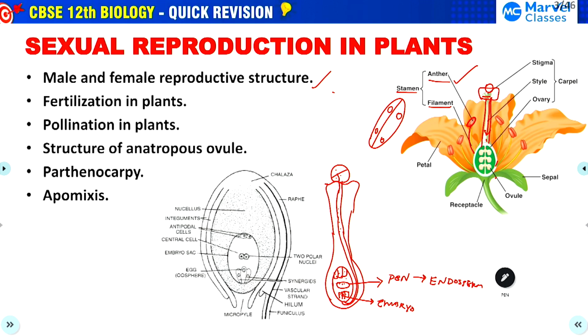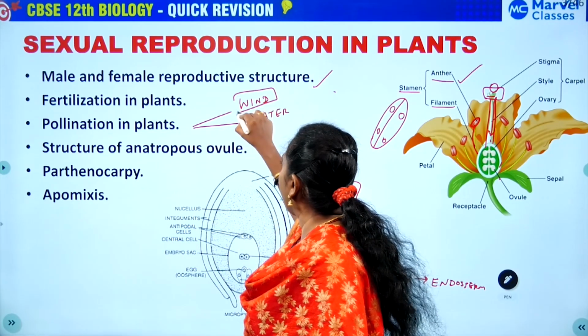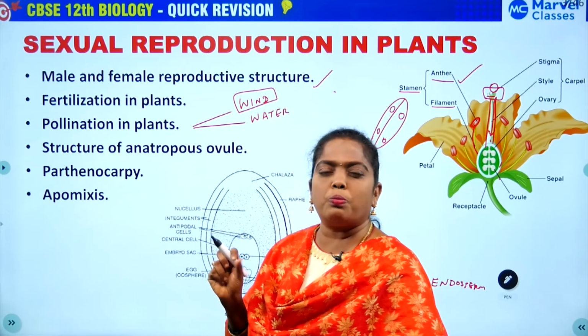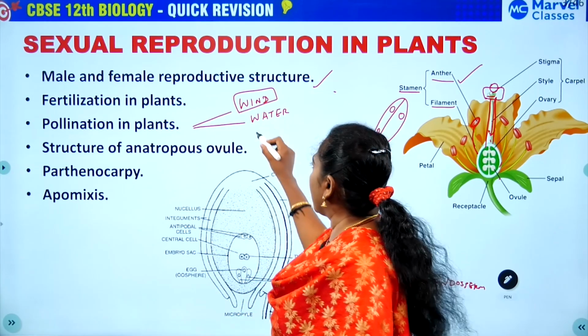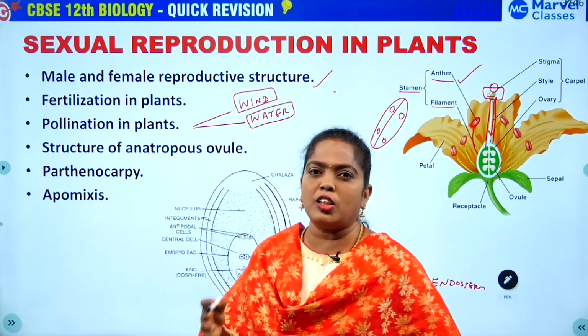When you are talking about pollination, you have to mention what are the various types. If it is through wind, you will call it anemophily, and water, you will call it hydrophily. So wind and water, and what are the examples of these, and what will be the specific characters if it is through wind. If wind is going to pollinate, the pollen grains should be non-sticky. If water is going to pollinate, then the pollen grains have to be covered with a mucilaginous coat.